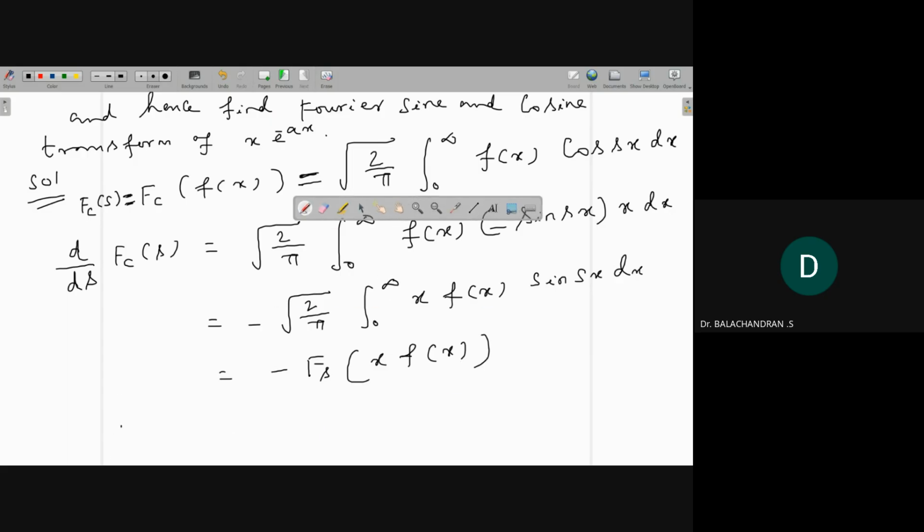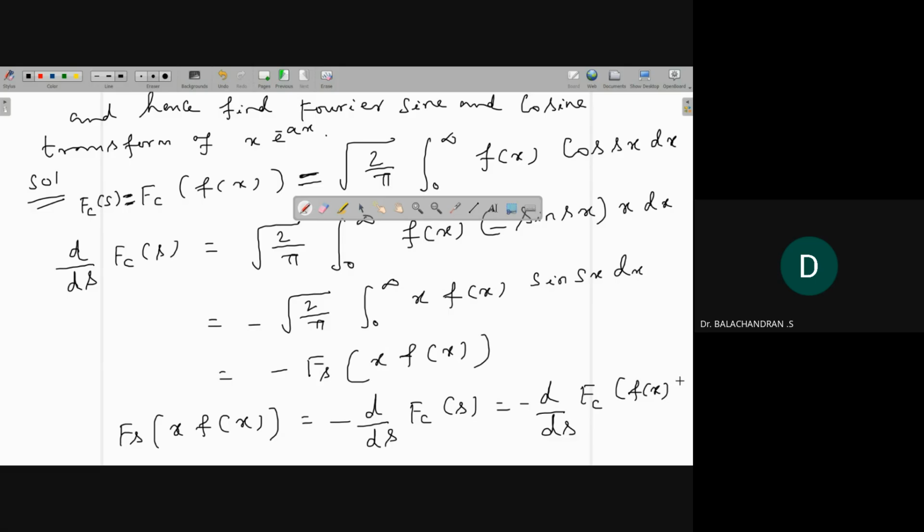So you can write Fs of x into f of x is equal to minus d by ds of Fc of s. Or you can stop here, or you can write: minus d by ds of Fc of s is what? The Fourier cosine transform of f of x. So this is the first result we proved.